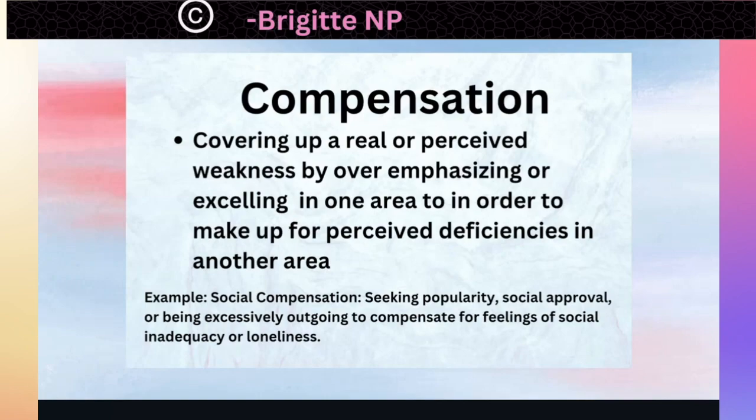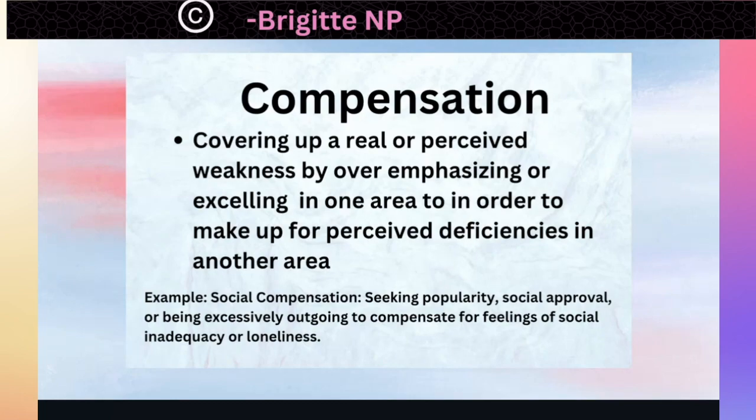Other examples of compensation can include intellectual compensation: focusing on academic achievements or intellectual pursuits to compensate for perceived shortcomings in other areas. Another example would be someone who feels inadequate in physical abilities might compensate by excelling in intellectual pursuits or developing a strong sense of humor. Similarly, an individual who feels emotionally insecure might compensate by seeking power, status, or wealth to bolster their self-worth. Physical compensation can be overcompensating in physical strength, fitness, or appearance to compensate for feelings of weakness or insecurity.